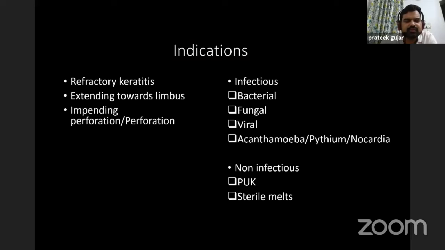The basic indication of therapeutic keratoplasty is when the keratitis is refractory and not responding to conventional conservative treatment, and the infection is going towards the limbus, or it is penetrating deeper with an impending or actual perforation. The indications can be further divided as per the causes, like infectious and non-infectious.